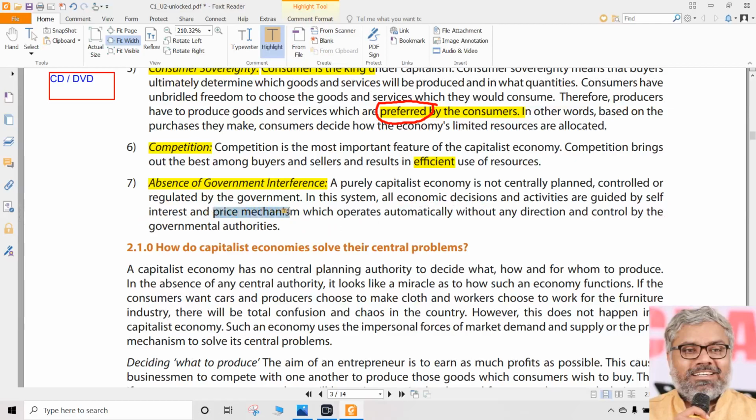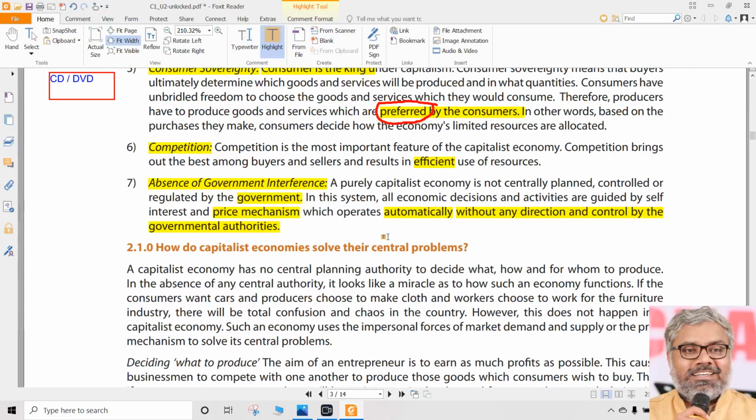And a very important point, now we are reaching that, is the price mechanism. Who is not guiding the economy is government. Who is not interfering in the economy is government. And what is directing the economy is the price mechanism, which is automatic. It is not about any particular action. Nobody is going to manipulate the price mechanism. Automatically this happens without any direction and control by governmental authorities. That is the very important feature of capitalistic economies, where government interference will be almost non-existent.